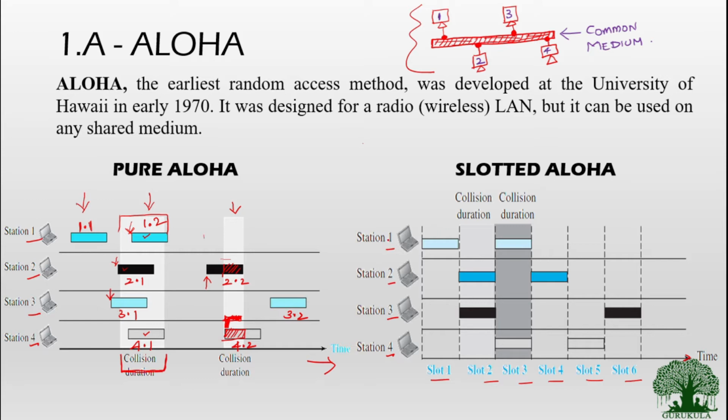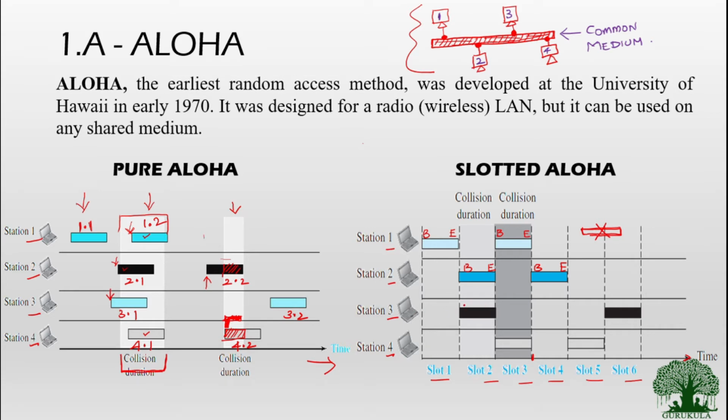Here you can see for station 1, this is the beginning of the frame and this is the ending of the frame. Similarly, for the second frame, this is the beginning and this is the ending. So you can clearly see that all the frames transmitted by all the stations begin at the start of one particular slot. You cannot see any frame transmitted like this, as in pure ALOHA. This is not allowed in the slotted ALOHA mechanism. As you can see, this will greatly reduce the collisions among the 4 stations sharing the common medium.